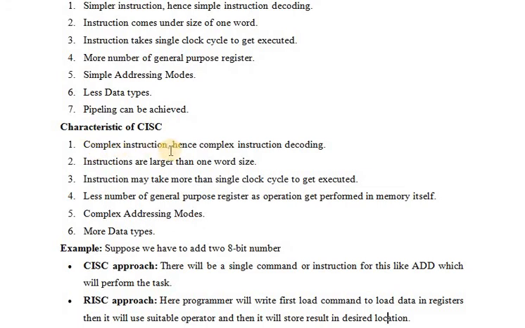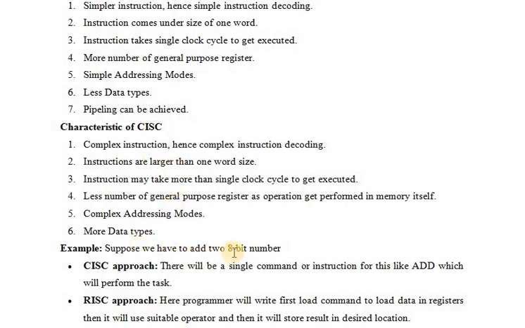See here, CISC has complex instructions, hence complex instruction decoding. Instructions are larger than one word size. An instruction may take more than a single clock cycle to get executed, but in RISC only one clock cycle is needed. CISC has fewer general purpose registers as operations get performed in memory itself. But in RISC there are more general purpose registers. CISC has complex addressing modes and more data types. RISC has fewer data types and a very, very simple addressing mode.